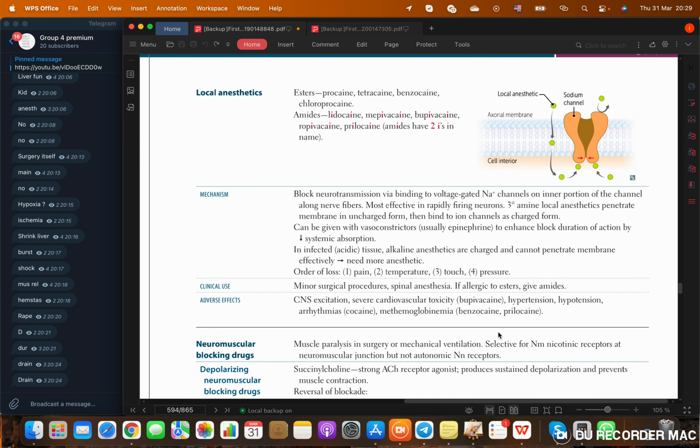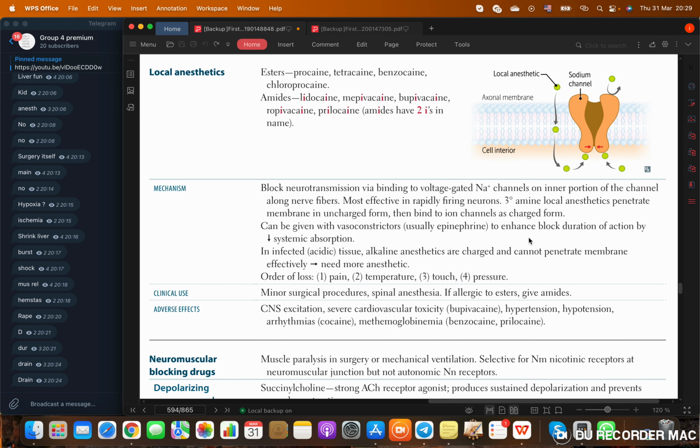So you use it with vasoconstrictors like epinephrine to enhance the block's duration of action by decreasing systemic absorption. Why? Because epinephrine is a vasoconstrictor, which will prevent the systemic flow of the medication. Okay? So the next thing, let's take a look.